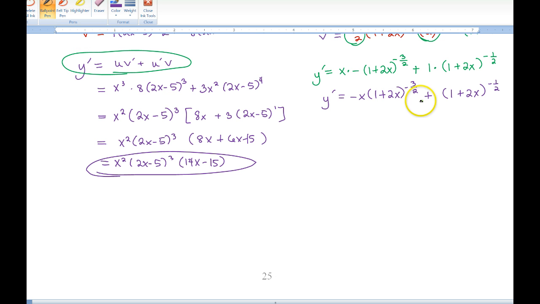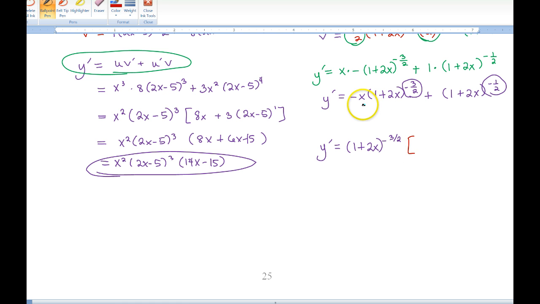Okay, so I'm going to look at both terms. So I look at this has a -3/2 power and a -1/2. So I'm going to take out this 1 plus 2x to the -3/2 power. Now, what do I have left over?